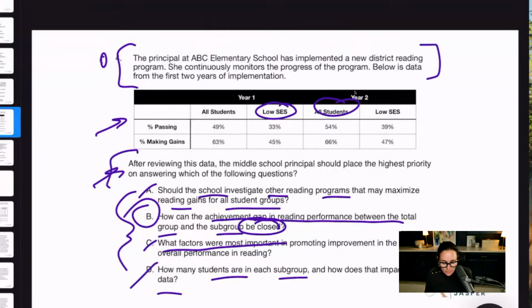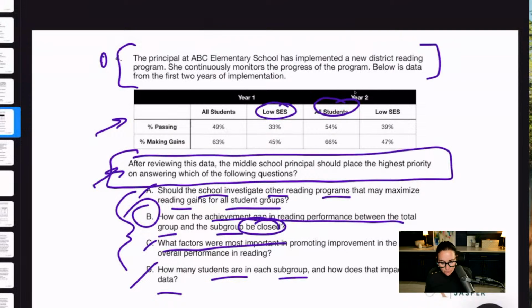Let's continue to work backwards and read the question stem here and see if B is still the right answer. After reviewing this data, the middle school principal should place the highest priority on answering which of the following questions? Achievement gap. Always. I don't care what data you see. It's the achievement gap every time. Okay? And then you can look here. Now, if you got this for a constructed response, and I'm going to give you a similar one for constructed response, we're going to analyze the data and write to it.